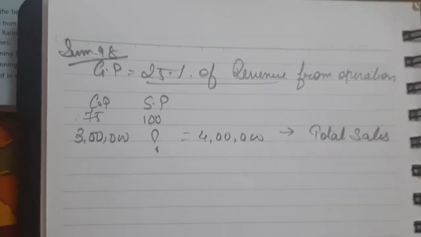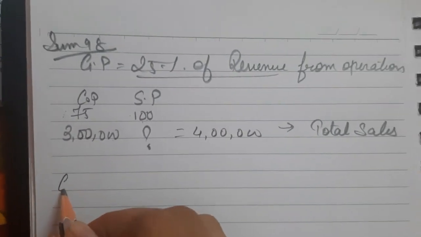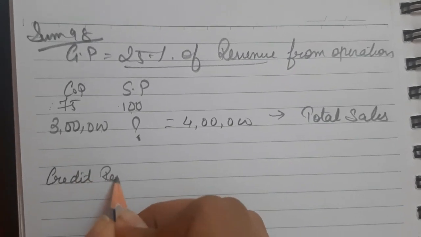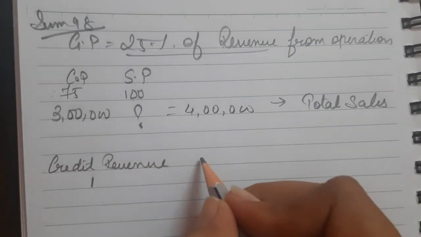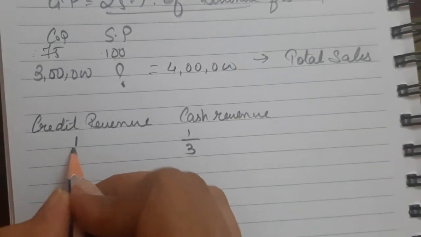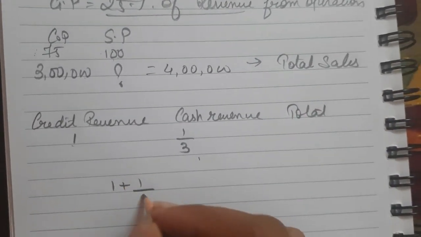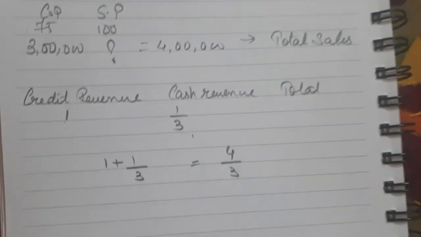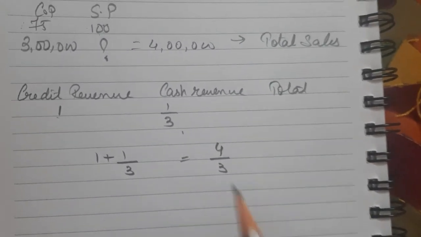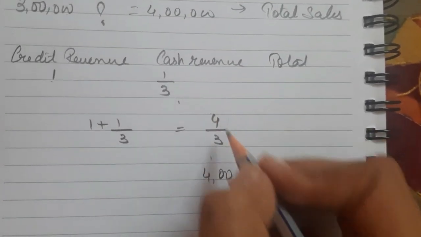Still what you have to find is credit sales. So how will you find out credit sales? See what it is saying, cash revenue is 1/3 of credit sales. So if I keep credit revenue as 1, my cash revenue is 1/3 of it, and 1/3 of 1 is 1/3. So total will be what? 1 plus 1/3, it will give you 4/3, right? Now 4/3 is given to you as 4 lakh. Total sales is given to you as 4 lakh, right?